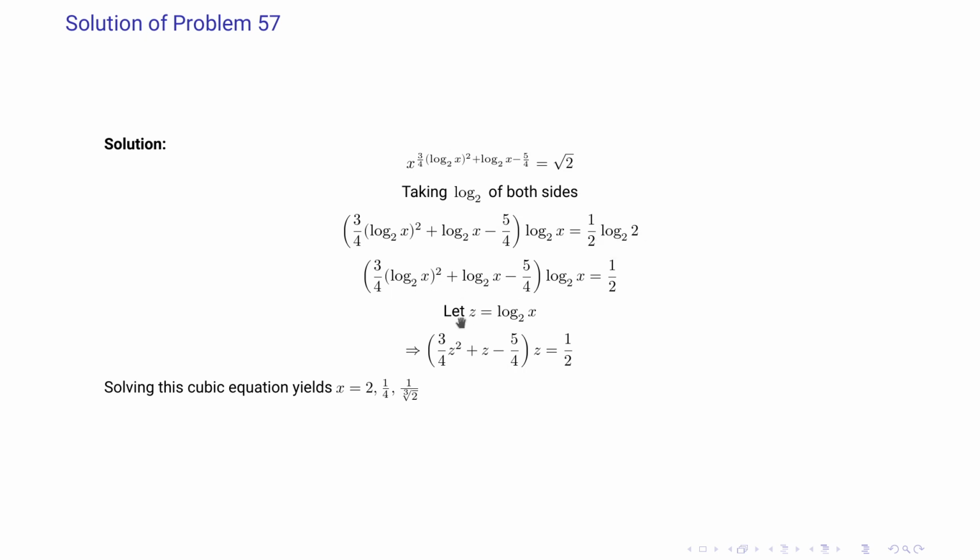So again we take z is equal to log of x with base 2, we get a cubic equation, in this case 3 by 4 z square plus z minus 5 by 4 into z is equal to 1 by 2, and then you can solve the cubic equation to get 3 roots for z, and that will give 3 values of x, which will be equal to 2 comma 1 by 4 comma 1 by cube root of 2.